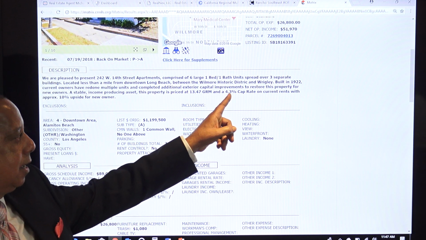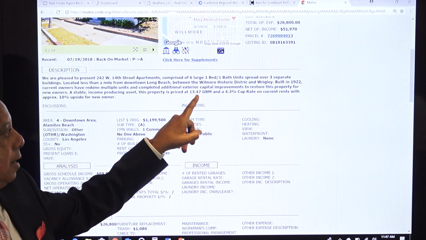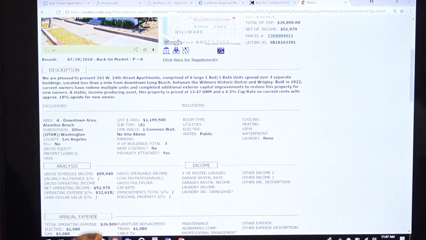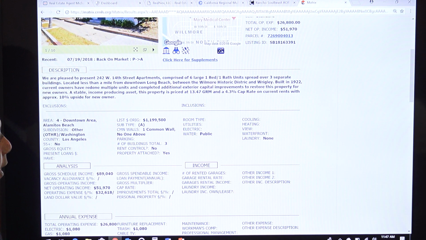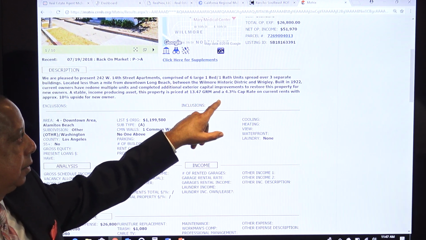So therefore, okay, I can buy the 4.3. I can buy the GRM. I'm not sure if I can buy the 10% upside, because they're small units. I mean, how much can I squeeze out of a 450 square foot unit? Right? Okay, so if I wanted a higher cap rate, what do I have to do on this one?